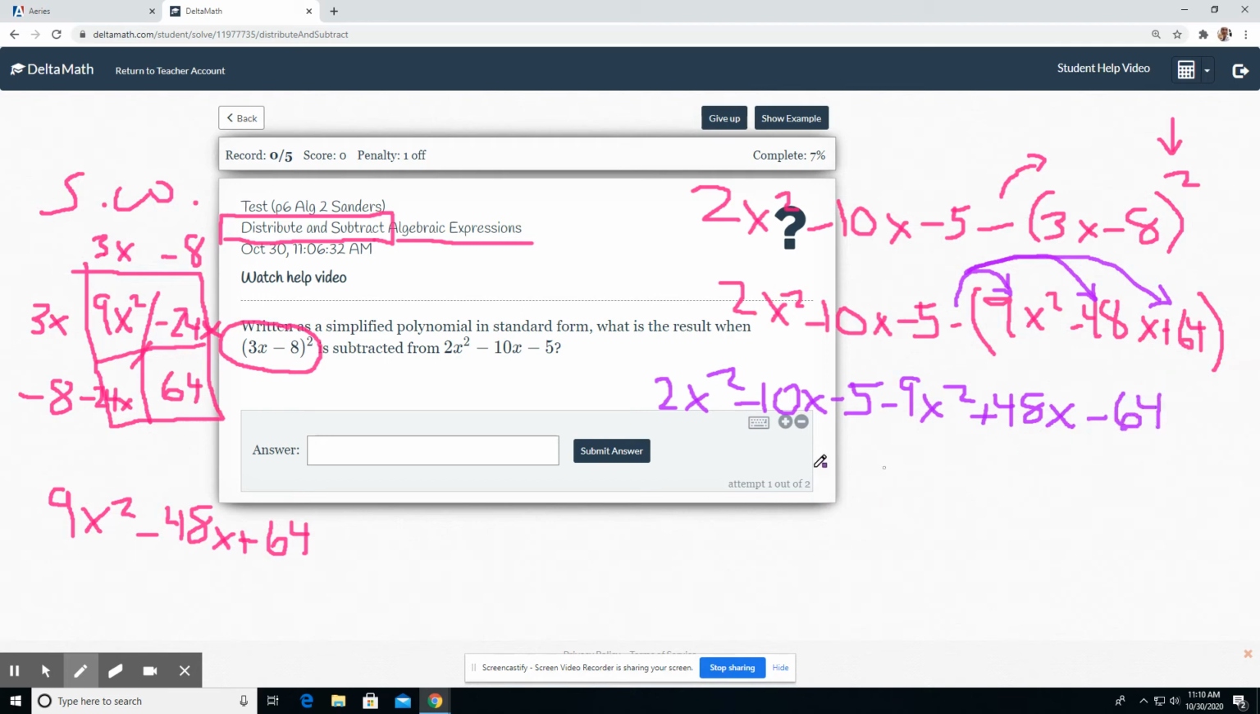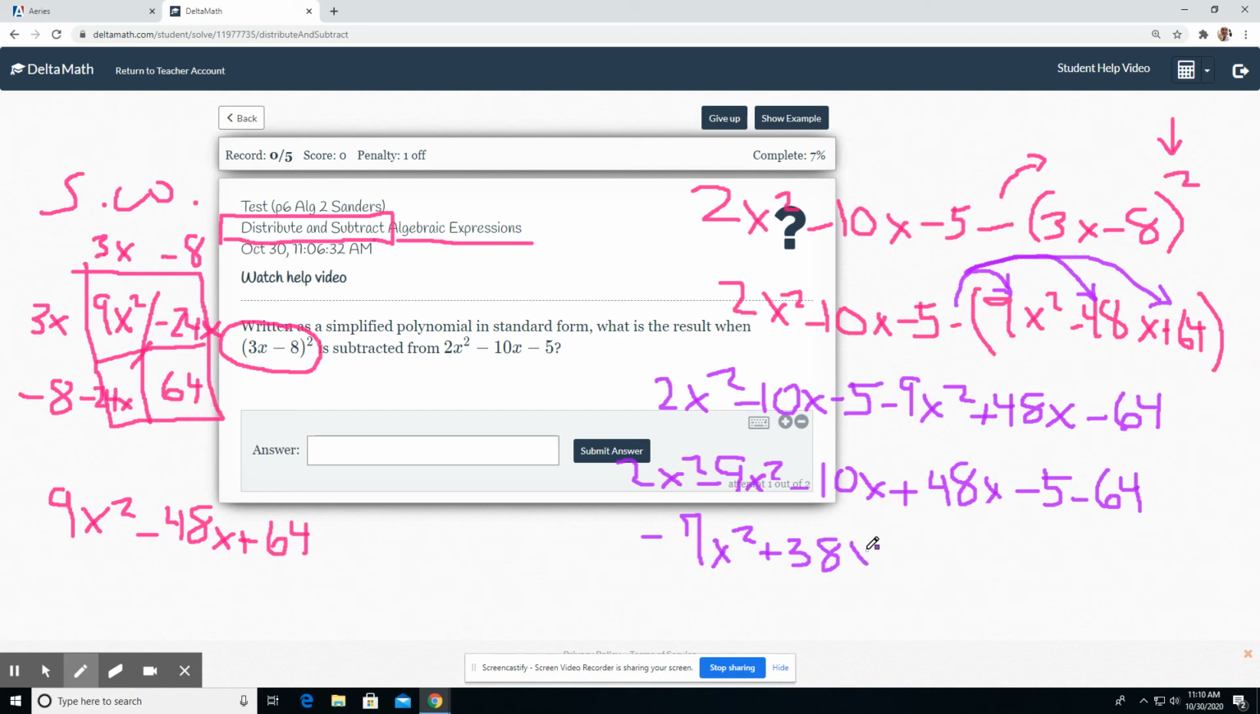Group like terms together so it's less confusing. So 2x squared, all the x squareds are going to go together. There's a minus 9x squared. Remember to look in front of your numbers, what kind of number it is. That's a negative 9x squared. Next are the x's, negative 10x plus 48x, minus 5 minus 64. All right, then we're combining each one of these. That's a negative 7x squared. That's a plus 38x and minus 69.